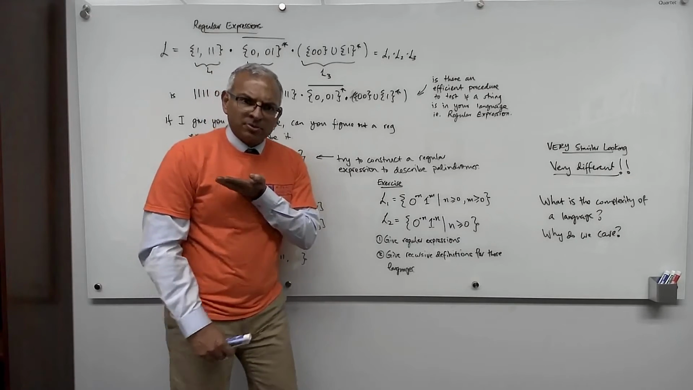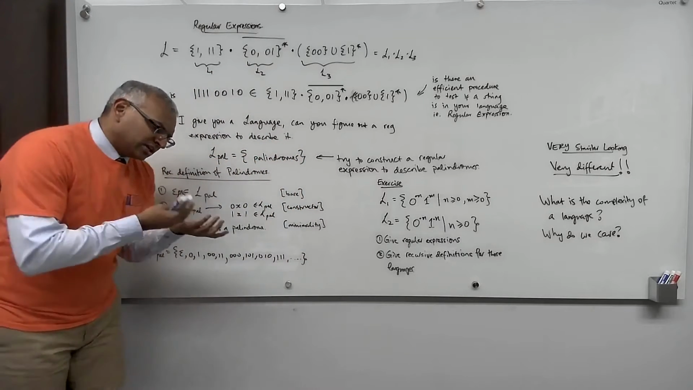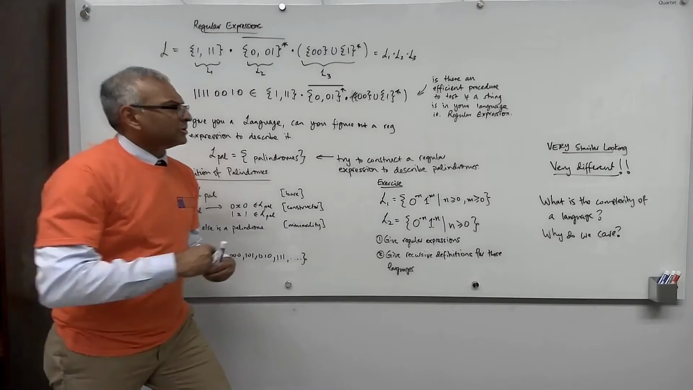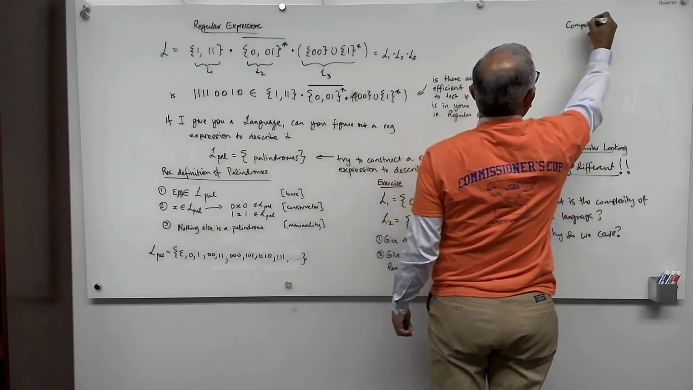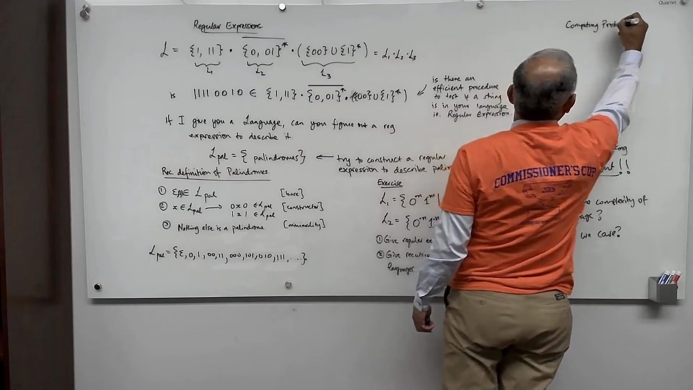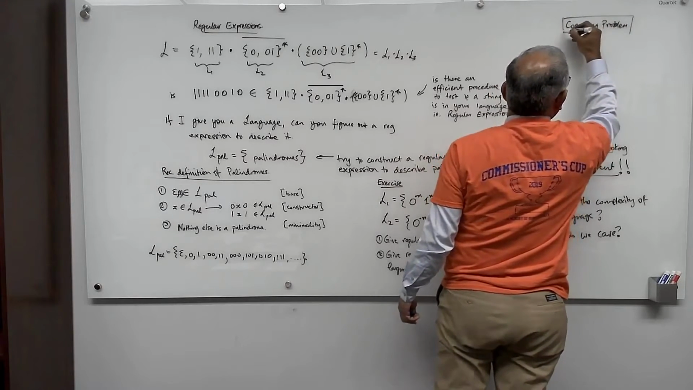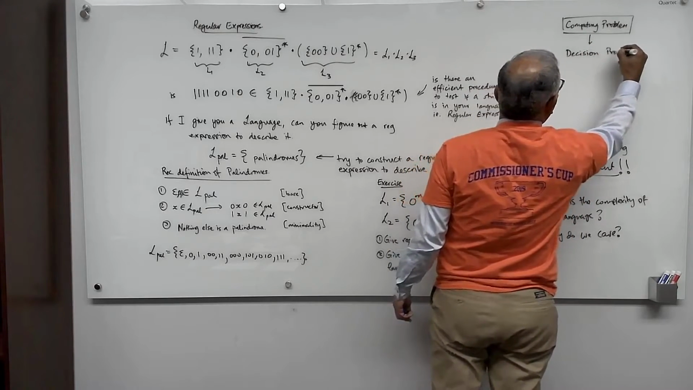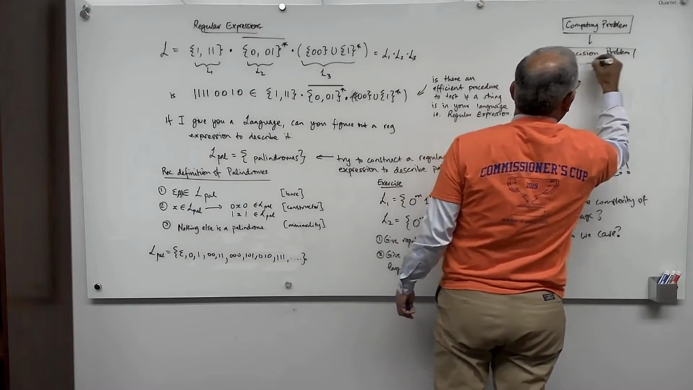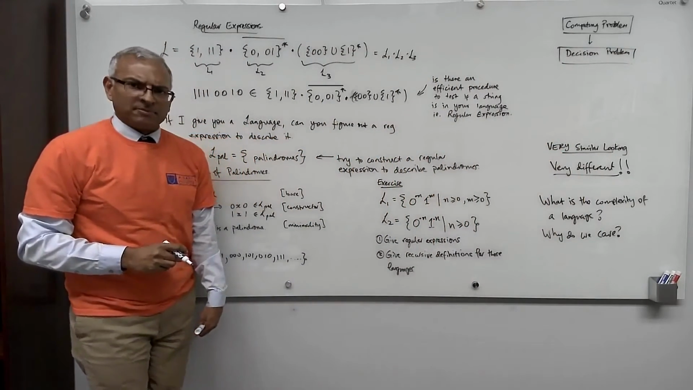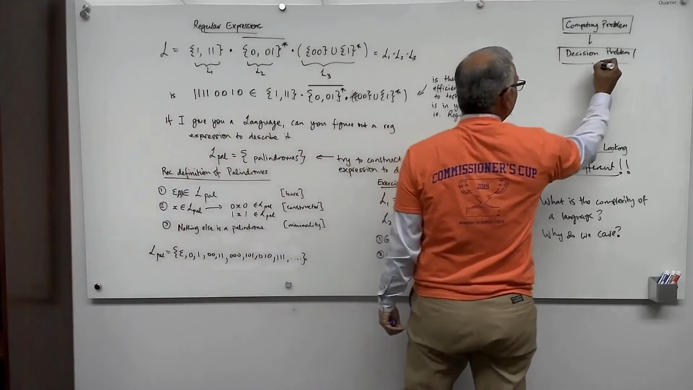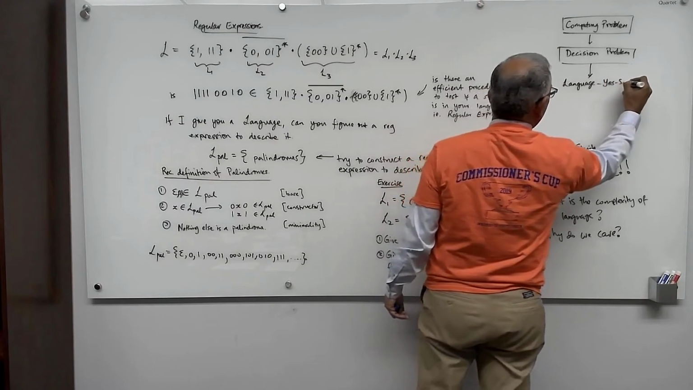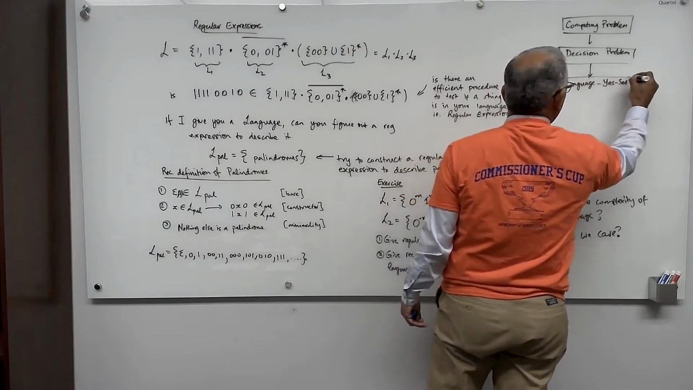A computing problem was this vague notion of you feed in an input and you get some output. Well, now we pinned it down. A computing problem is a decision problem. But then what is a decision problem? A decision problem is just a language, the yes set. So that's what a decision problem is.